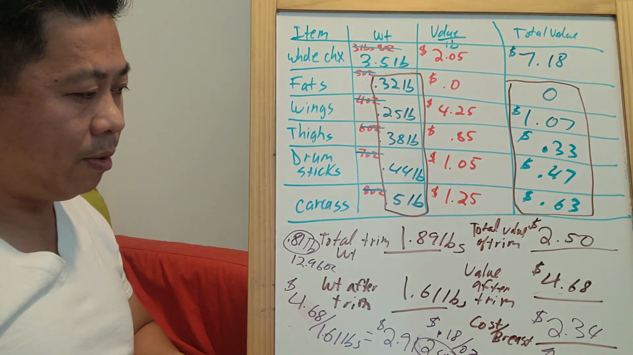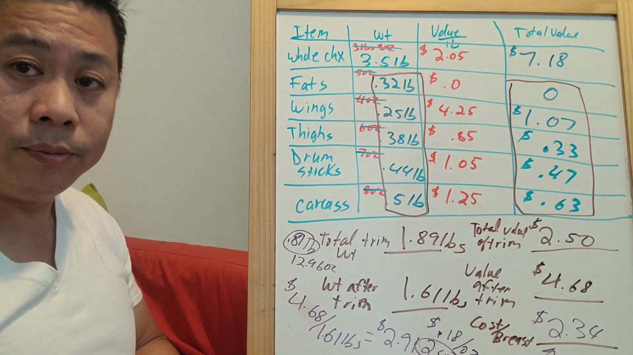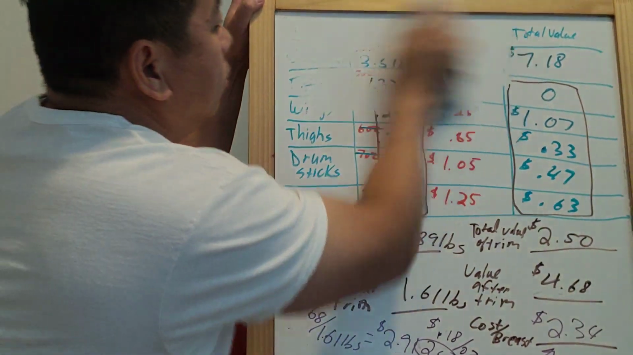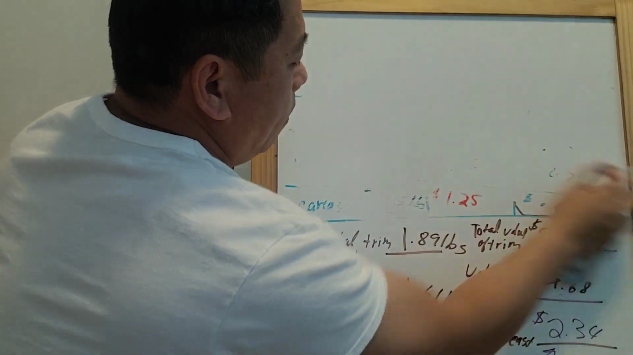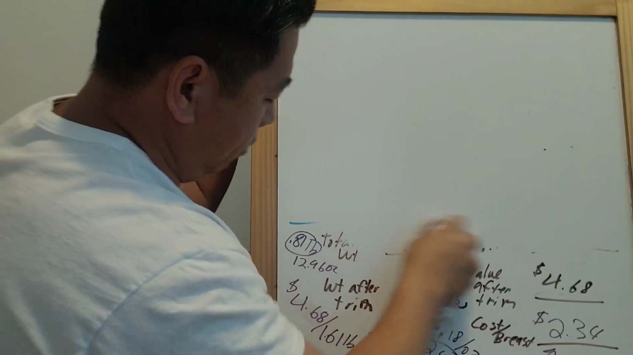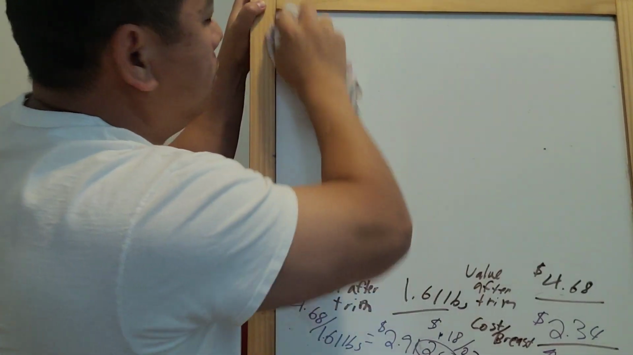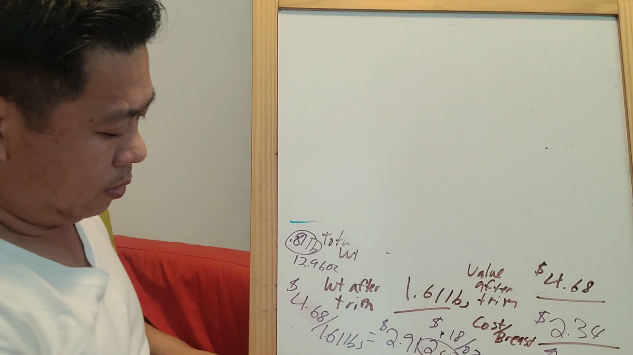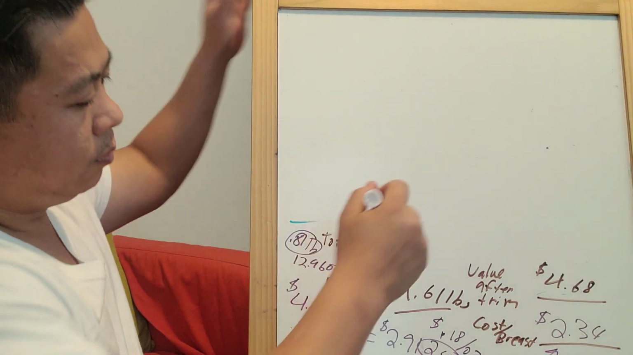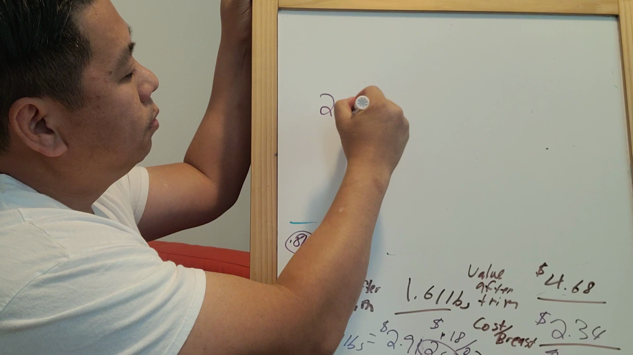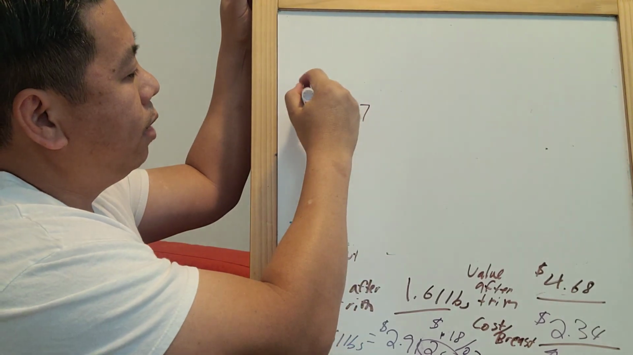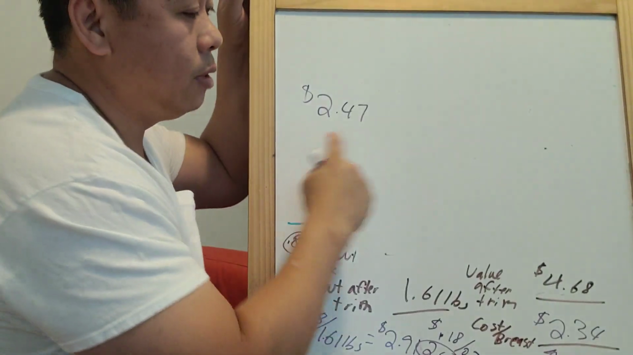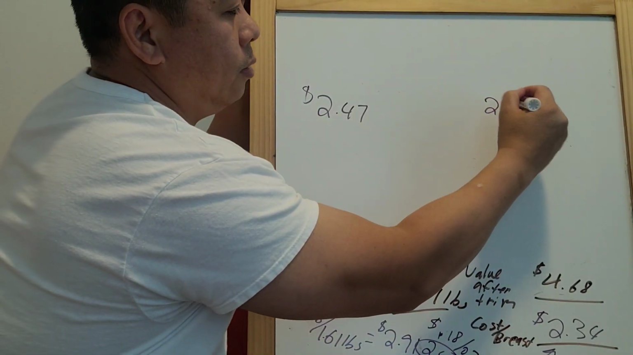So why does that matter? Let me erase this so we can talk about why it matters how you do your butcher's yield test, how you do your math. Take one chicken breast. It was valued at $2.47, or cost you $2.47. The other one is at $2.34.